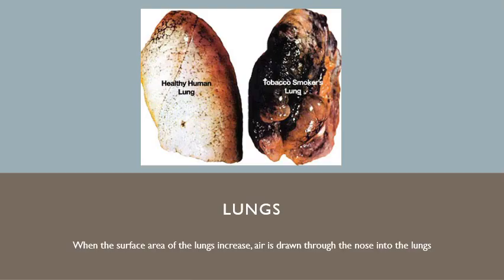You get past the epiglottis, you get to the lungs. When the surface area of the lungs increases, that is the lungs expand because of a muscle, the diaphragm, pulling down, the lungs expand out, it's going to increase surface area and draw air through the nose. This is, I guess, the PSA of healthy lung versus tobacco lung. It's not a good idea to smoke because then you don't live as long.